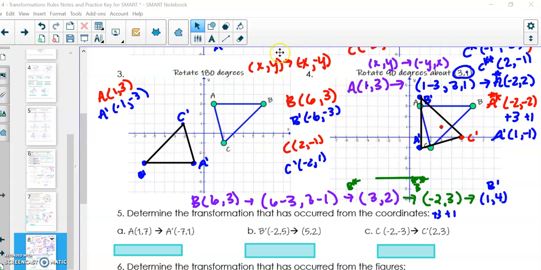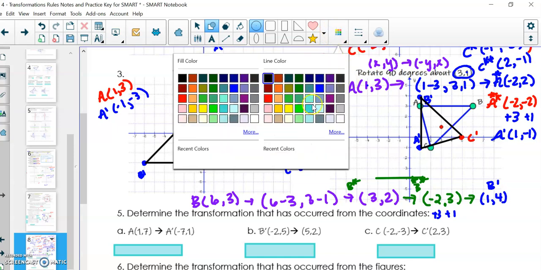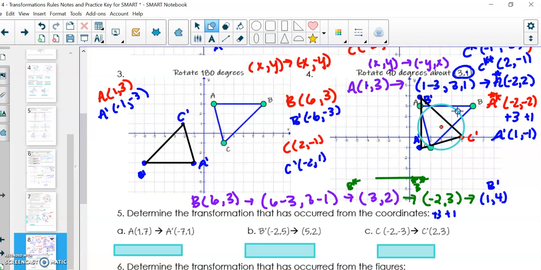Okay, I was about to show you what would happen if I dragged a circle through the points. So I'll make it a nice color. If I drag a circle from the center of rotation to point B, it should also go through B prime. And it does. We can see that it's rotated 90 degrees counterclockwise from B.